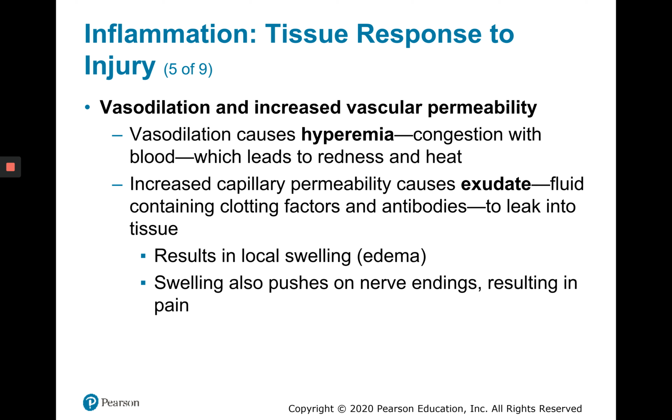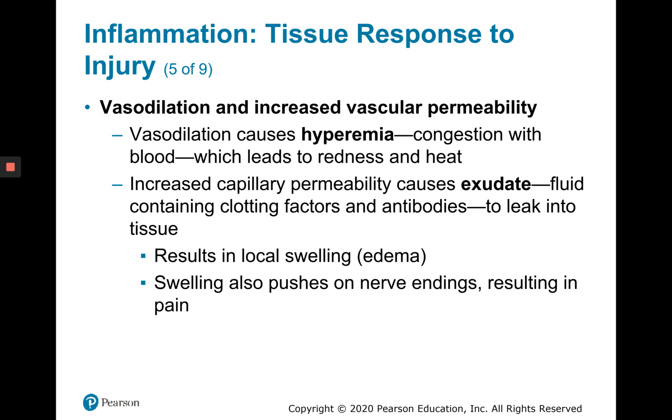Because we have excess fluid or exudate leaking into the interstitial space and possibly going into tissues, this results in local swelling. It results in edema. Swelling is another cardinal sign of acute inflammation. The swelling also pushes on nerve endings. Some of these nerve endings may be nociceptors. Some of them may just be intolerant to this excess pressure. And so that swelling pushing on nerve endings can cause pain.